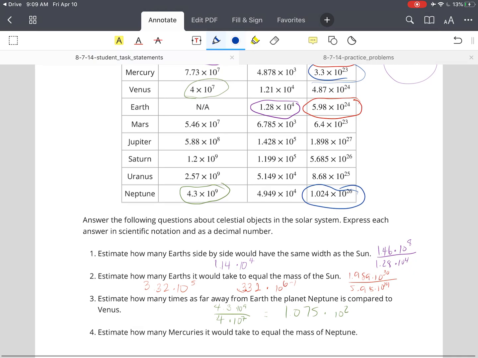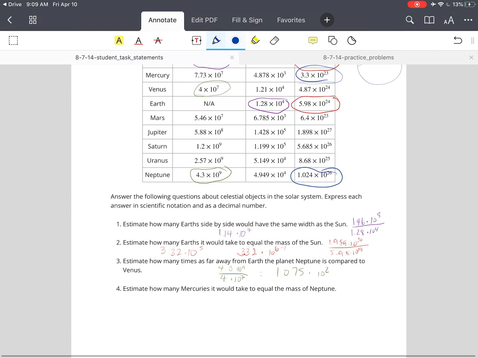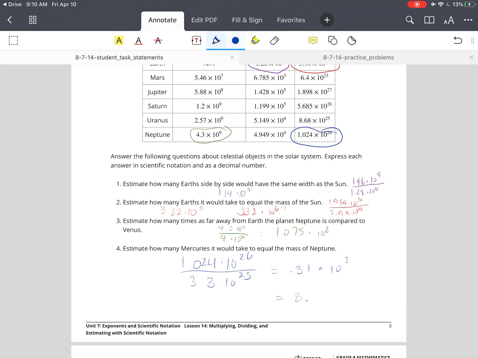Does it fit? No, I'll just make this a little bit smaller. There we go. So we're going to take 1.024 times 10 to the 26th, and we're going to divide that by 3.3 times 10 to the 23rd. 10 to the 26th over 10 to the 23rd is going to be 10 to the 3rd. We're going to divide 1.024 divided by 3.3, can't mess that up. And that gives me 0.31, let's just round it, times 10 to the 3rd. But that's not in scientific notation. It would be 3.1 times 10 squared, right? Because we're moving it once to the right, so this drops by 1.